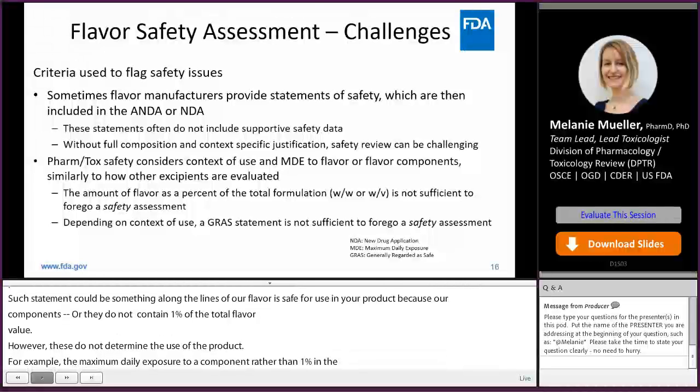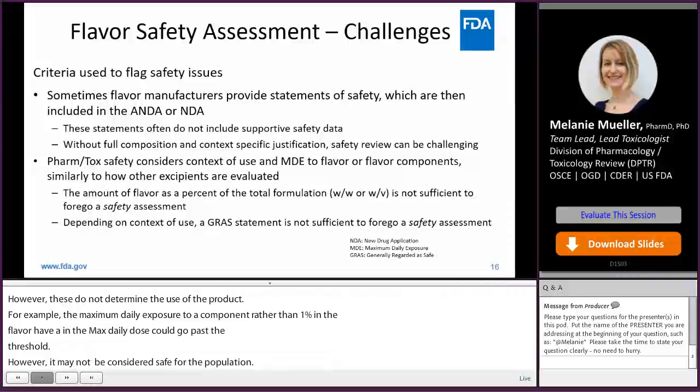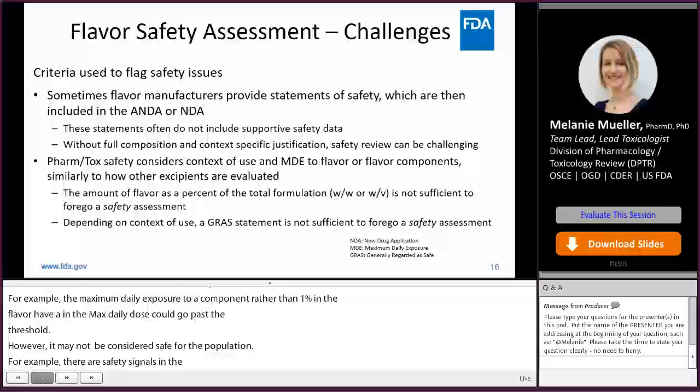Second, while GRAS is safe for oral exposure via diet, exposure levels in the clinical population are not considered with a GRAS statement. For example, propylene glycol is listed as GRAS, but it presents safety signals in the pediatric patient population. To reiterate, during our assessment, PharmTax considers the context of use and the maximum daily exposure to flavor or flavor components, just like we do for any other excipient that we evaluate.